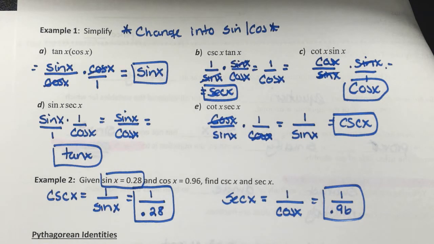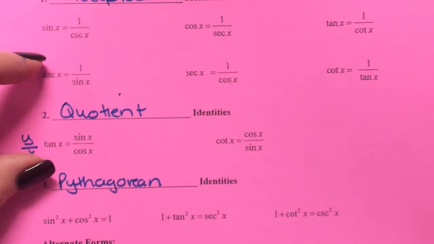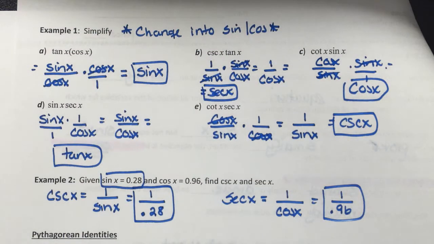All right. So any questions, guys? So this was just some practice really dealing with your reciprocal identities along with the quotient identities. And again, just trying to change everything into sine and cosine.